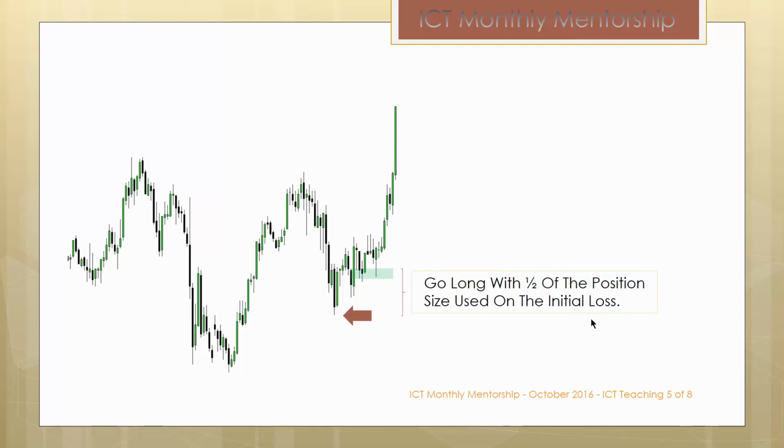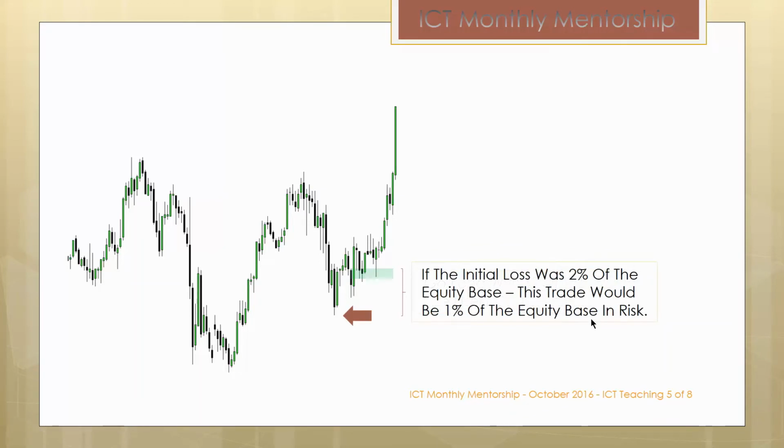Well, we're going to go long with 1/2 of the position size we used on the initial loss. So for instance, if we took an initial loss of 2% on the first trade, we have to go down to 1%. If we were trading with 1% and we took a full loss on the initial trade, we would have to drop down to 1/2 of 1% of our total equity base. Now, if the initial loss was 2% of the equity base, this trade, again, would be 1% of the equity base in total risk.